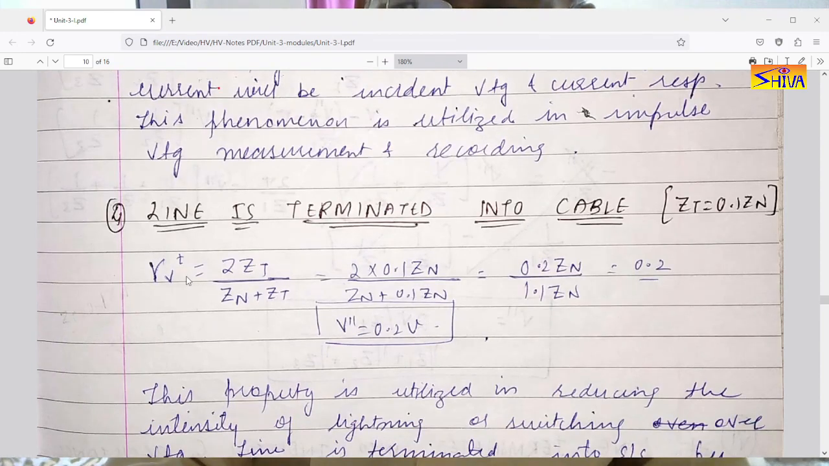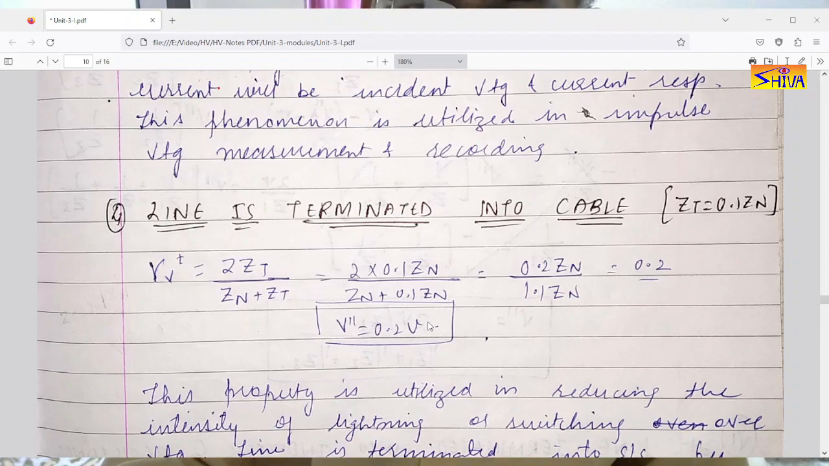So let us substitute in the transmission coefficient for the voltage. Transmission coefficient for the voltage is 2 times Zt upon Zn plus Zt. So it is 2 into Zt, where Zt is replaced by 10% of Zn. So we get finally 0.2. It means the transmitted voltage will be only 20% of the incident voltage.